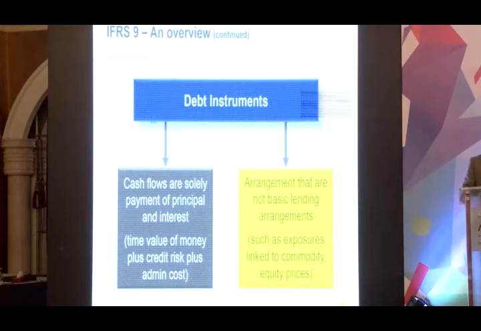On the debt side, we classify debt into two categories, based on the characteristics of the debt instruments, and the way the cash flows from them are derived. One category is very simple debt instruments, plain vanilla debt instruments, which just provide the lender a return in terms of principal and interest. So those are called simple debt instruments, where the return is only principal and interest. And when I say interest, I mean something which provides a time value of money and a return for the credit risk and the administration cost involved.